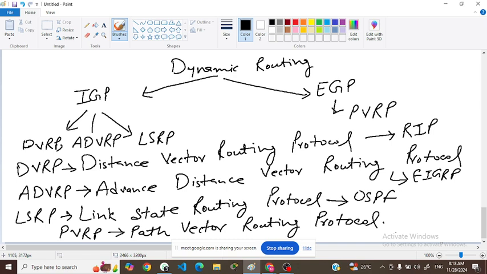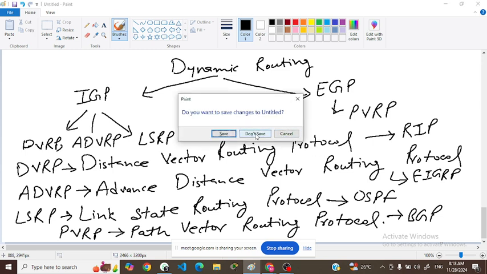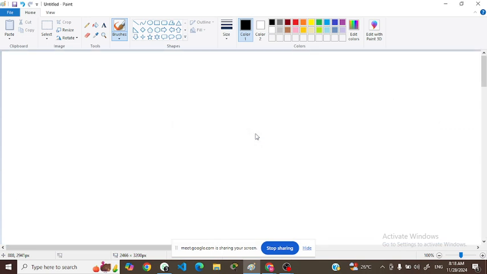Lakshman, take the screenshot if you want. Sir, I have noted it, sir. You have noted it down? Yes, sir. Because I am going to open a new tab. Okay.